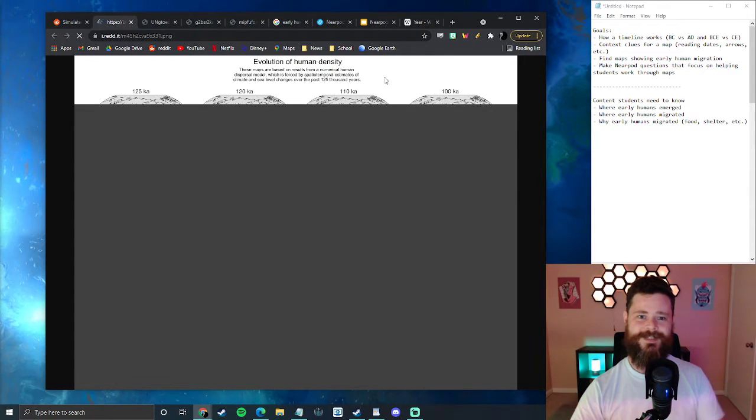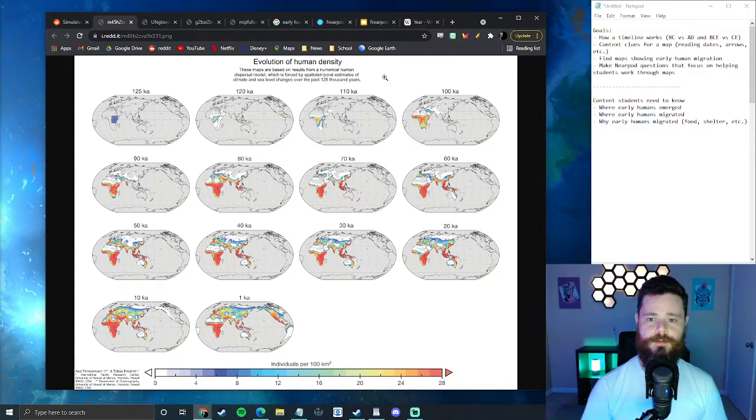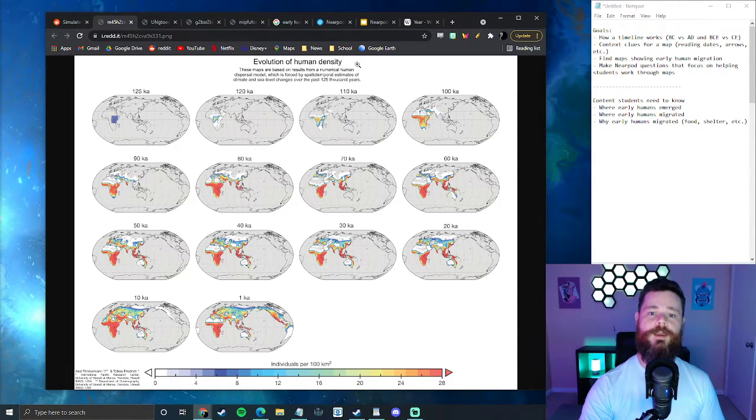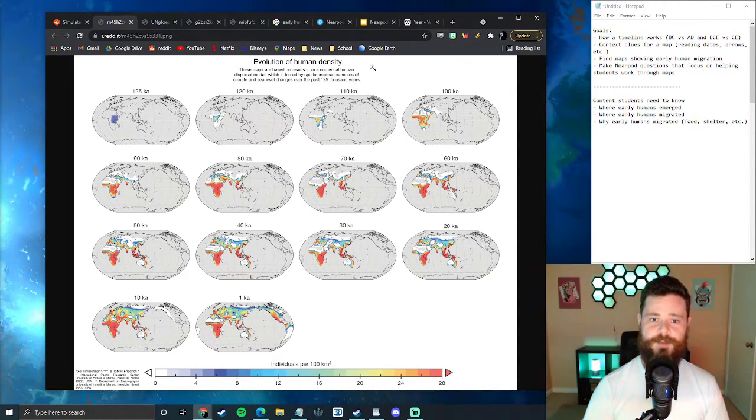Evolution of human density. Individuals per 100 kilometers squared. Oh, so it's talking about population density. Okay, these maps are based on results from a numerical human dispersal model, which is forced by spatio-temporal estimates of climate and sea level changes over the past 125,000 years.